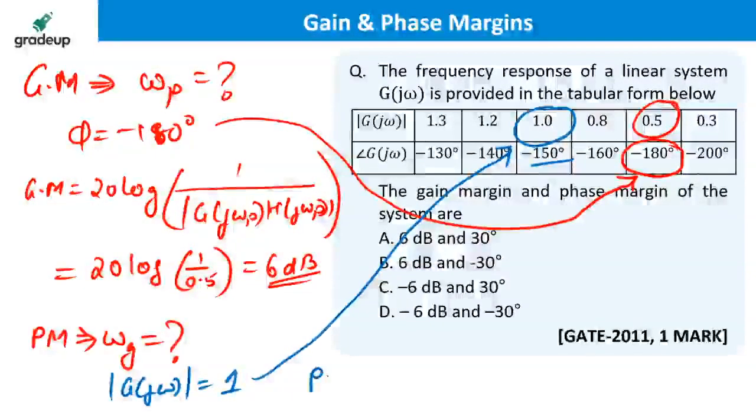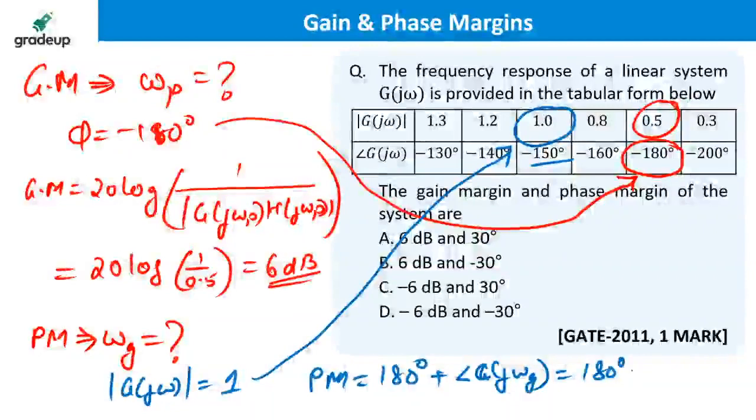So what is the phase margin formula? It is 180 degree plus the angle of G(j omega g). What is the phase at that frequency? As in the table, the corresponding phase is minus 150. 180 plus minus 150, 30 degree.